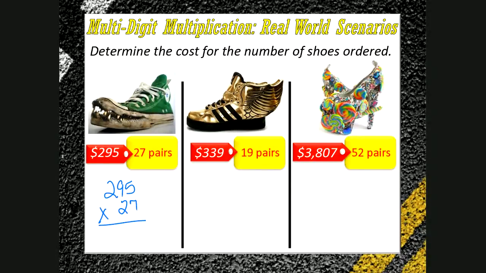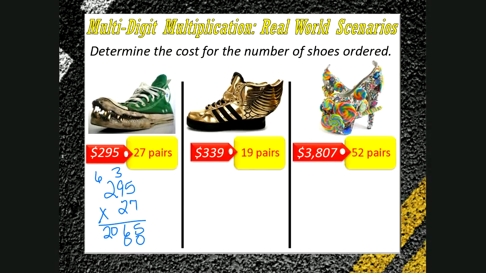Okay, so we have 7 times 5 is 35, so we're going to have to carry over our 3, or 30 rather. 7 times 9, 63, plus 3 more is 66. 7 times 2 is 14, plus 6 makes 20. Now remember, we have to put a 0 here because now we're multiplying the tens place by each of the other place values in our top factor. So 2 times 5 is 10, so we're going to put our 0 here.